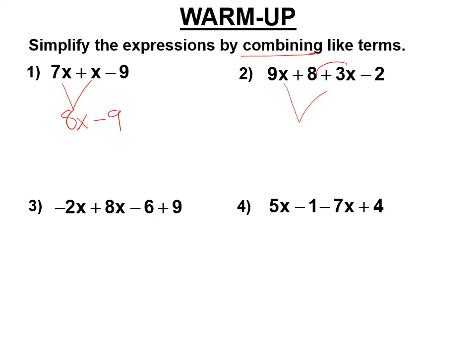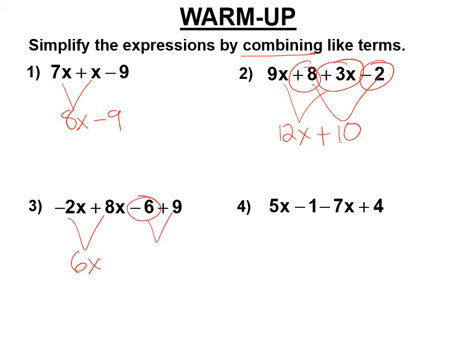Right? You add 3x because of that plus right in front of it. 9x plus 3x is 12x. 8 minus 2 is positive 10. Anytime it's positive, it's plus. Negative 2x plus 8x is 6x. Negative 6 plus 9 is negative 3, right? Or positive 3, I'm sorry. Negative 6 plus 9 is positive 3, so that's plus 3.